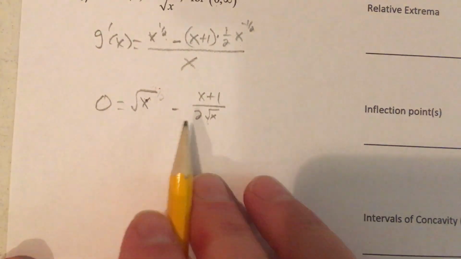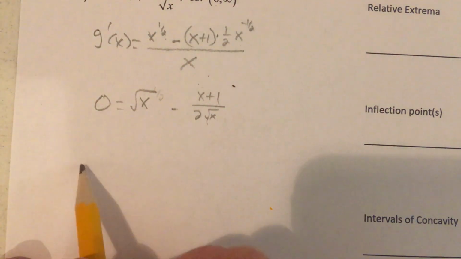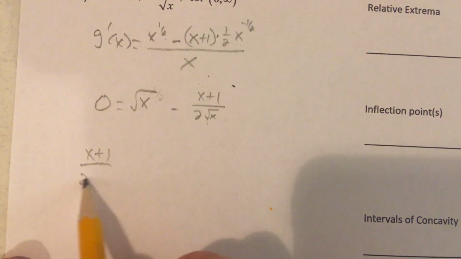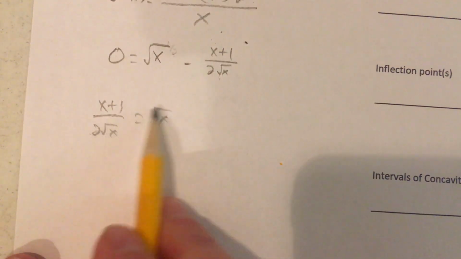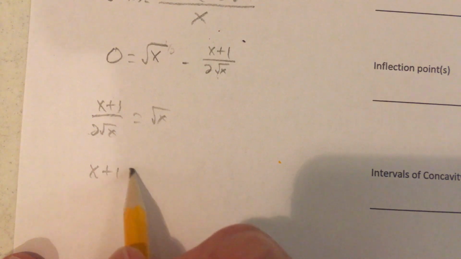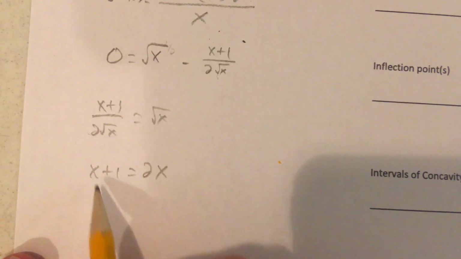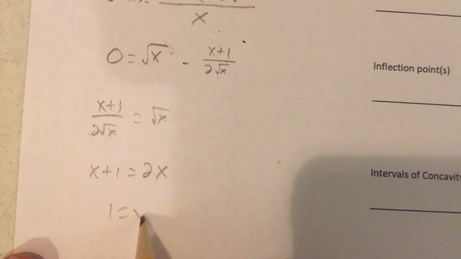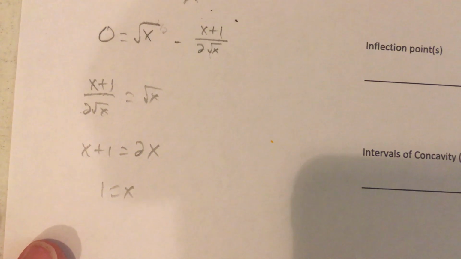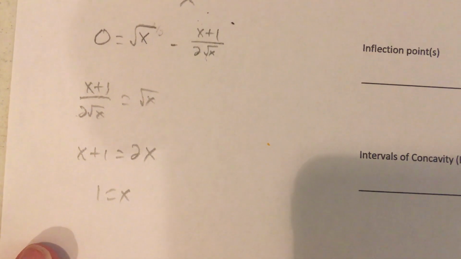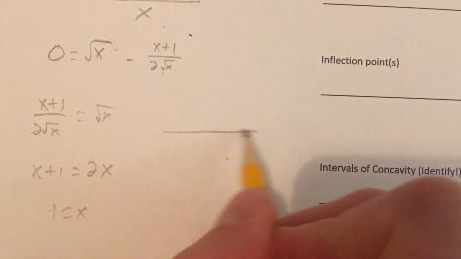All right. Now, what I like to do here, you can do a couple different things. But what I like to do is swing this part over, make this x plus 1 over 2 square root of x equal to square root of x. And then I'm going to multiply by that bottom. And I'm going to get x plus 1 equal to 2 times square root of x times square root of x, which is x. If you subtract x now, you get x equal 1. So it's kind of a clever way to do that problem there. All right. What does that mean? Well, let's check out our first derivative test.